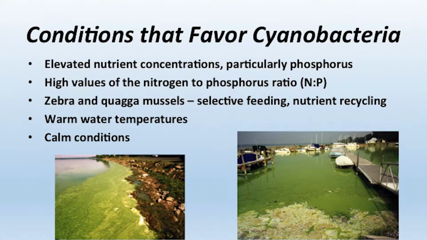Warm water temperatures also favor cyanobacteria, as John mentioned, and they like calm conditions. Calm conditions allow them to float up to the top, get the sunlight, and block out other algae that don't float. So this work was guided by a number of research questions, some of which Kim and I had, and others which other folks in the watershed were interested in.